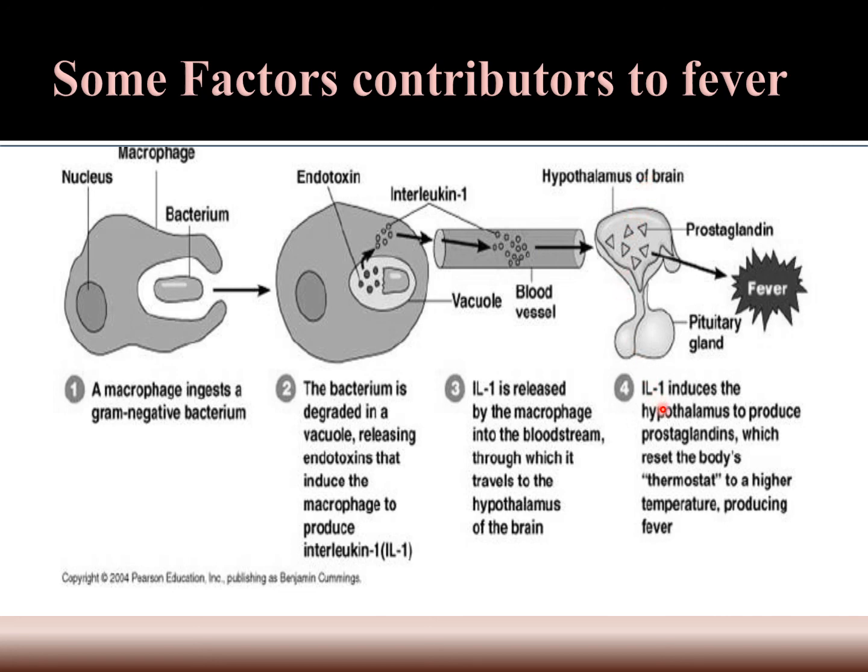At this stage, interleukin 1 will induce the hypothalamus to produce prostaglandin, which will set the body to a higher temperature, producing fever. فبعد ما يأثر الانترلوكين على الغدة تبدي تنتج البروستاجلاندين اللي هي تعتبر من أهم الانفلاماتوري ميديتر، وهذا بدوره يؤدي إلى ارتفاع درجة حرارة الجسم.